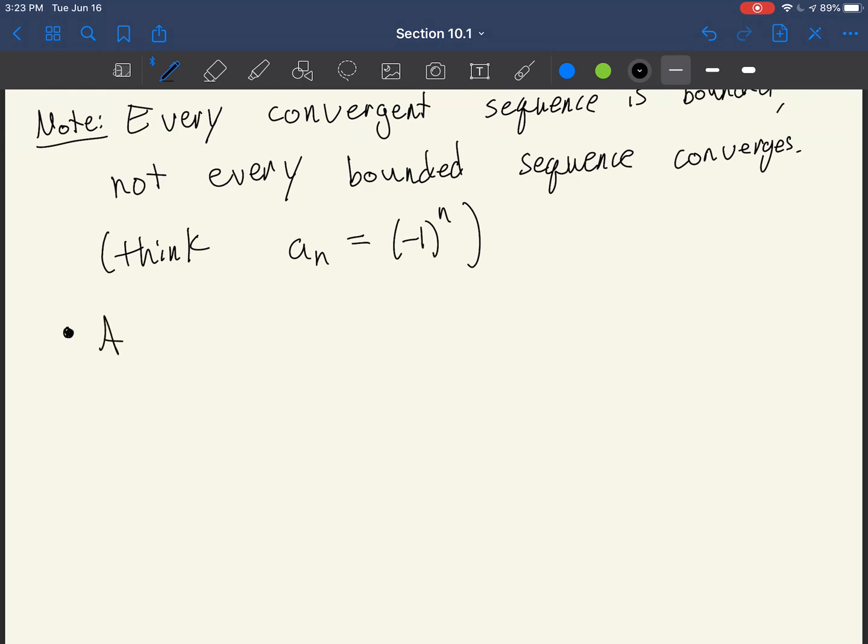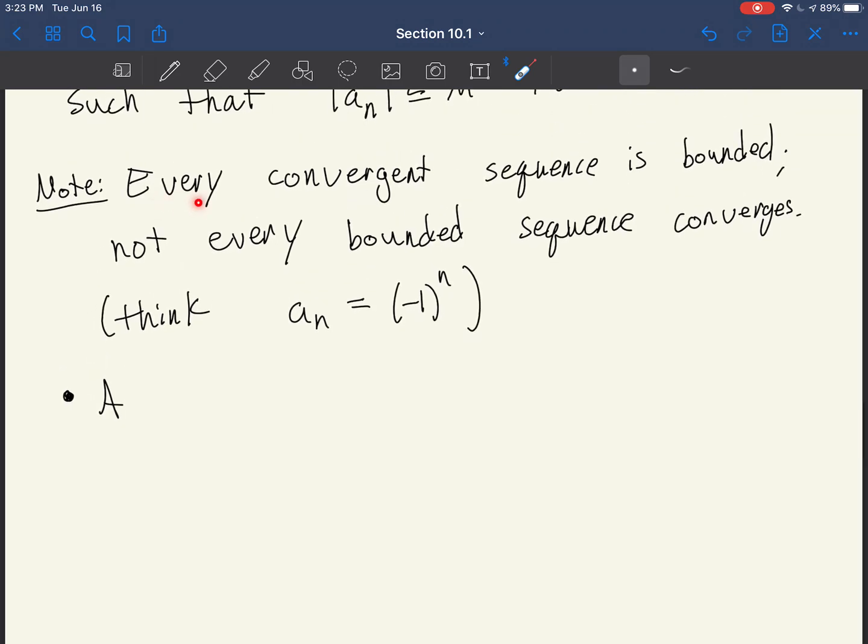So some more definitions. The goal then, if we have every convergent sequence is bounded, but the converse is not true, every bounded sequence does not converge, what other requirements do we need to put on bounded sequences in order for them to converge?